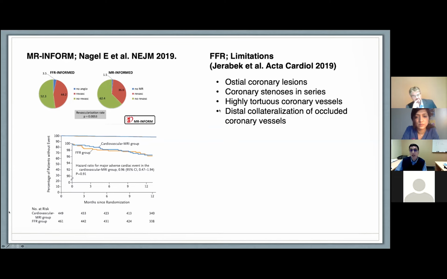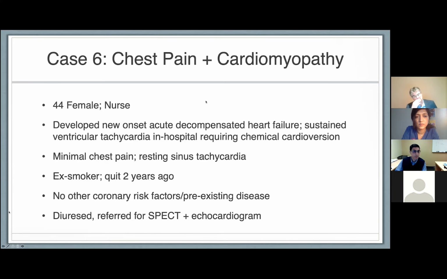I just wanted to highlight that for certain patients, invasive assessment of coronary physiology may be challenging. That does include patients with ostial coronary lesions, patients with coronary stenoses in series, highly tortuous coronary vessels, or distal collateralization of occluded coronary vessels. At times, for these patients, invasive FFR can be a challenging technique to evaluate.